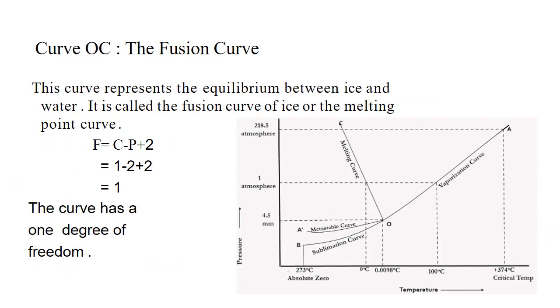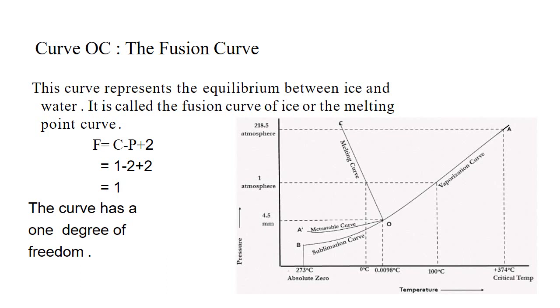Curve OC is the fusion curve, or we can say the melting point curve. This curve represents the equilibrium between ice and water. See, this is the liquid phase area and this is the solid phase area. The two areas are separated by a line that is called the melting point curve, or the fusion curve of ice.